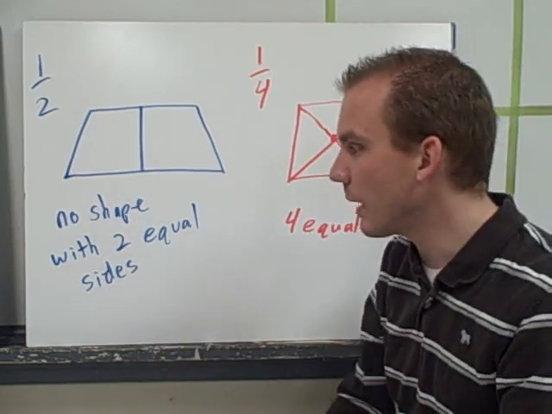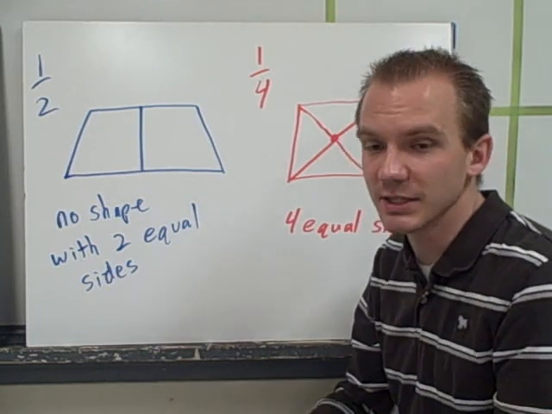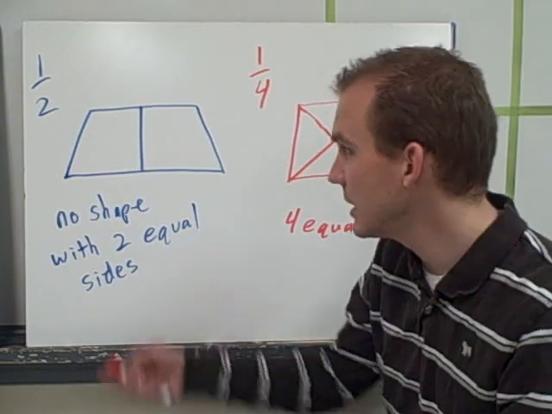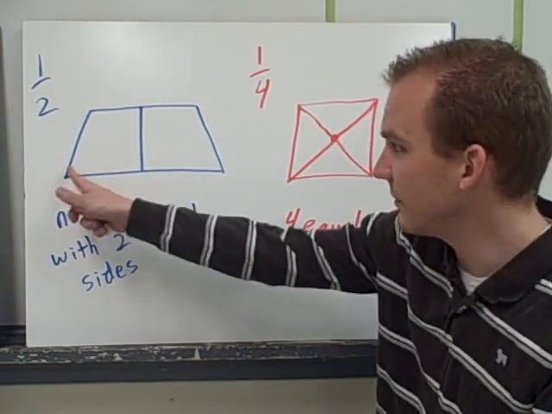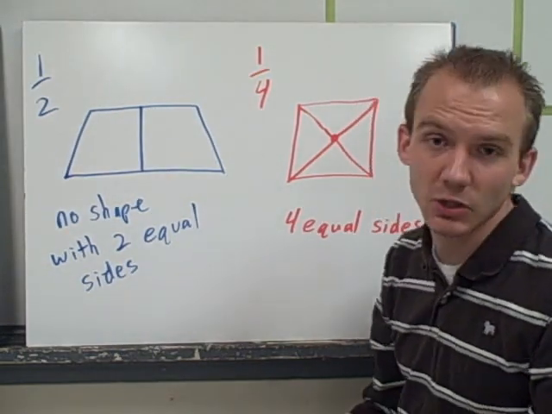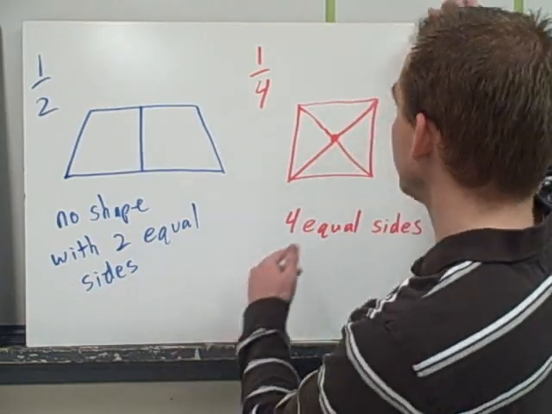With halves, that's a problem because there's no shape or polygon with 2 equal sides. It doesn't exist. You can't close a figure and only have 2 sides. But here's a trapezoid I split into halves. I drew the 4 sides here and just drew a line right down the middle. That's all you have to do with halves. Line down the middle, make sure you have about equal sides and you're good.